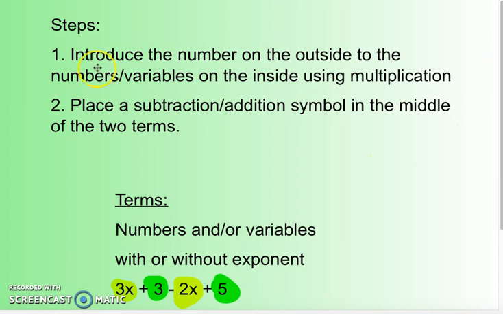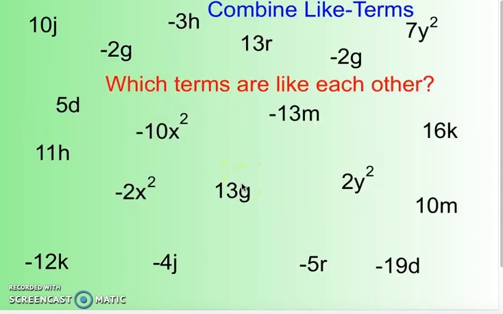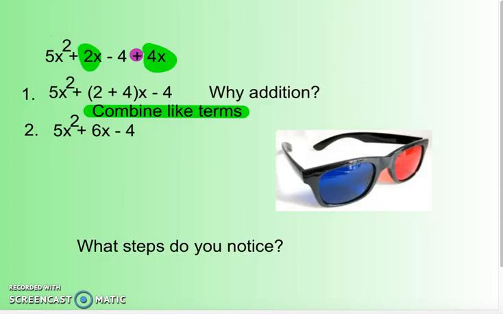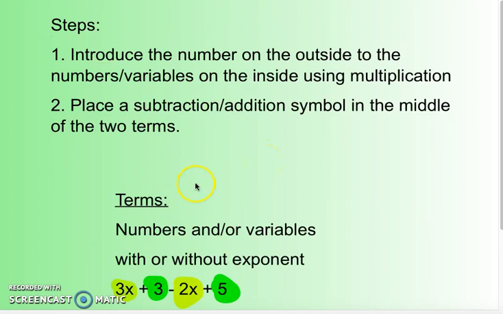So really what we're doing is we're introducing the number on the outside to the numbers, or sometimes variables, on the inside using multiplication. And then we place a subtraction or addition symbol in the middle of the two terms. Now, when I say terms, what that means is I'm just looking at the numbers and or variables. And sometimes there's a number next to a variable. So right here, the terms that are highlighted are 3x, 3, 2x, and then 5. And so there are actually 4 terms in this expression.